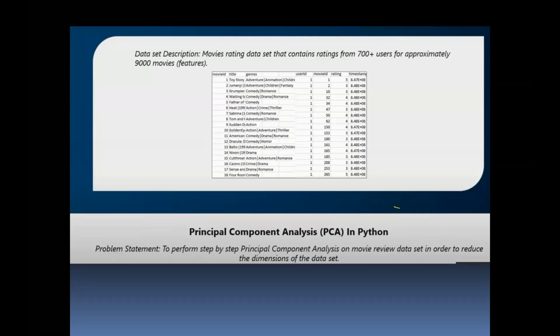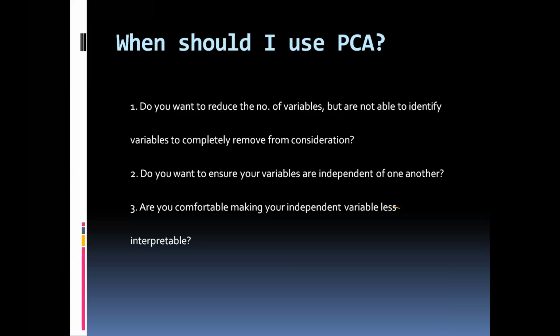Here the data set is described based on movie ratings. The data set contains the ratings from 700 plus users. So what is our plan or idea? The problem statement is to perform the step-by-step principal component analysis on the movie review data set in order to reduce the dimensionality of the data. So I try to solve the problem.